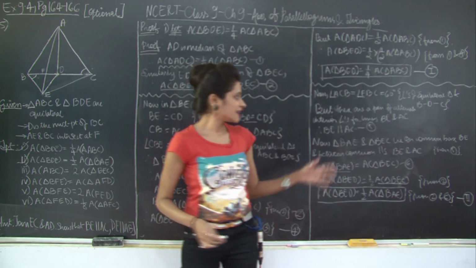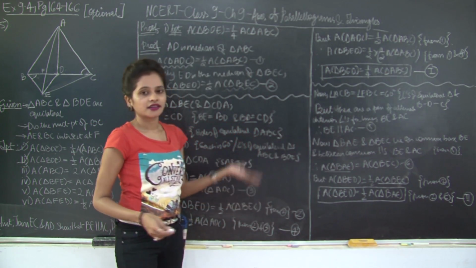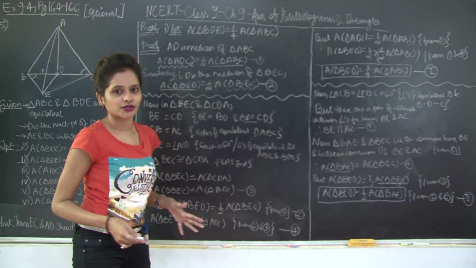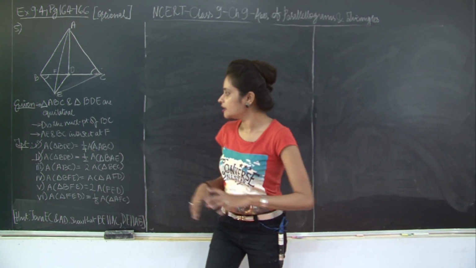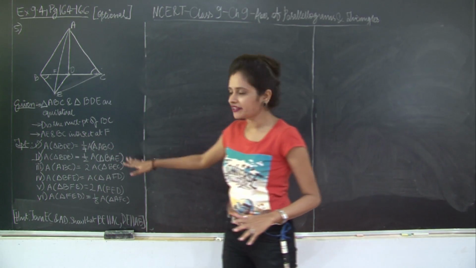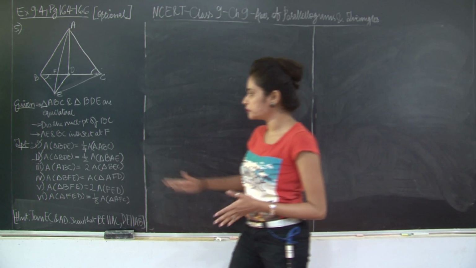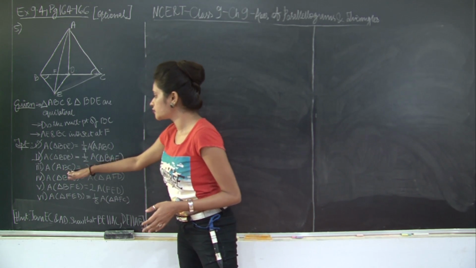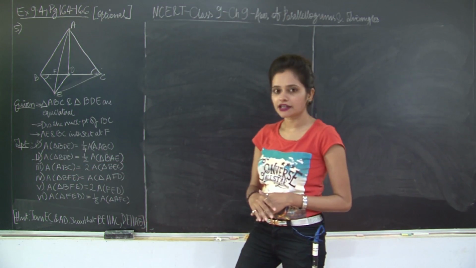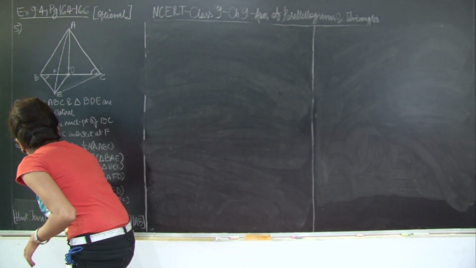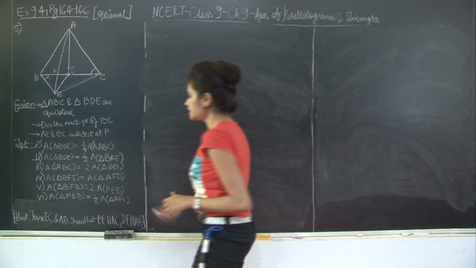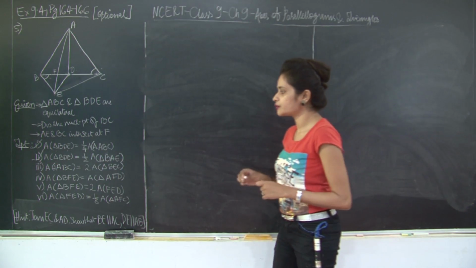What I will do is now erase the board and continue with the remaining questions. So now since we have proved these 2 points, let's proceed with the third point, wherein we need to prove that area of triangle ABC is equal to twice area of triangle BEC. So this is triangle ABC is equal to twice area of triangle BEC. How do we do this?